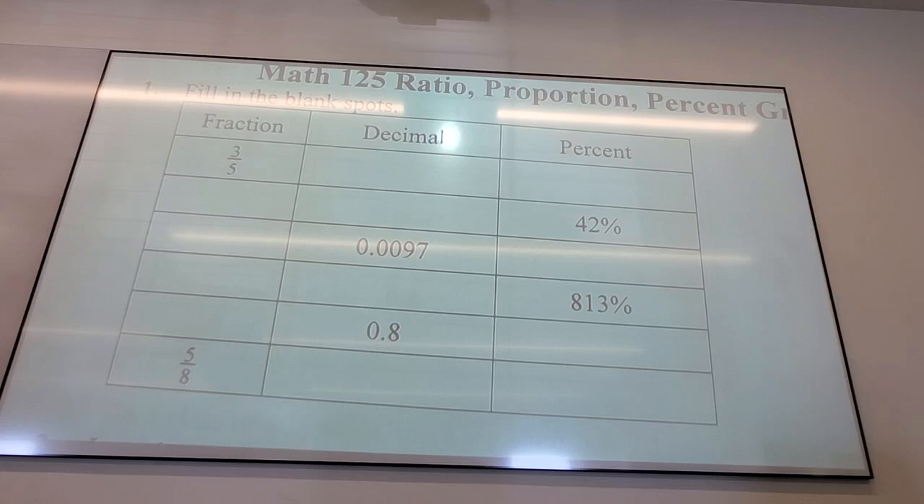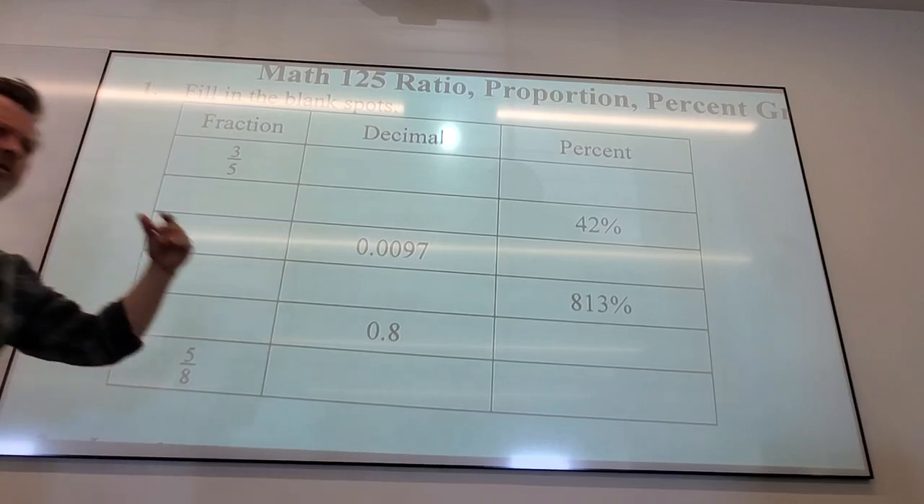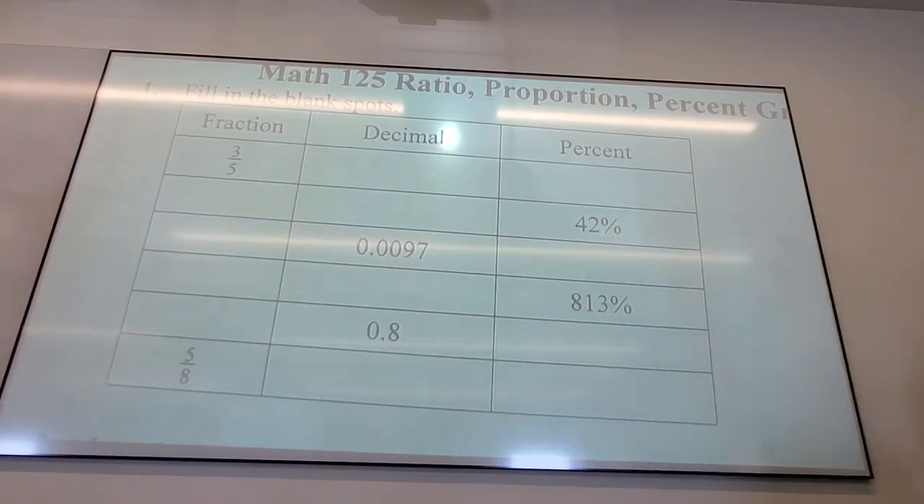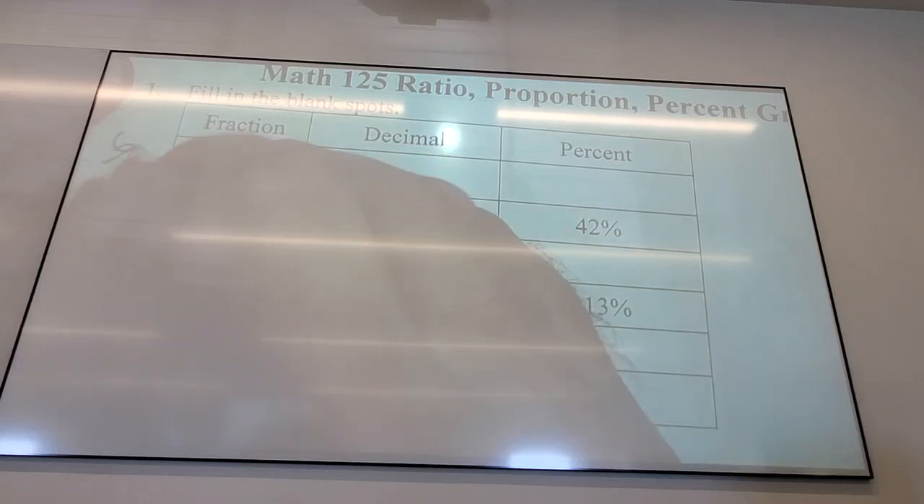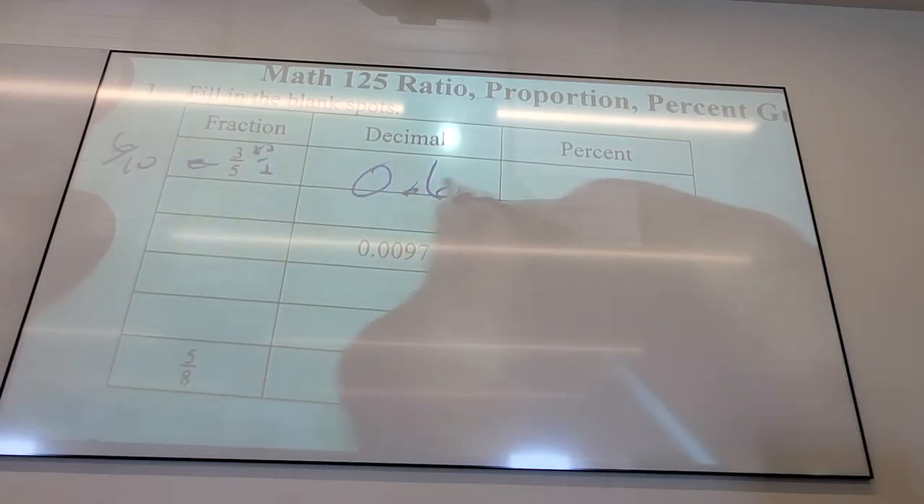So if I give you a fraction, what was the quick way again to tell if a fraction would become a terminating decimal? If the bottom only has 5s and 2s. And this one only has a 5, so it should become a terminating decimal. If I multiply that by 2, I get 6 over 10, which is 0.6.